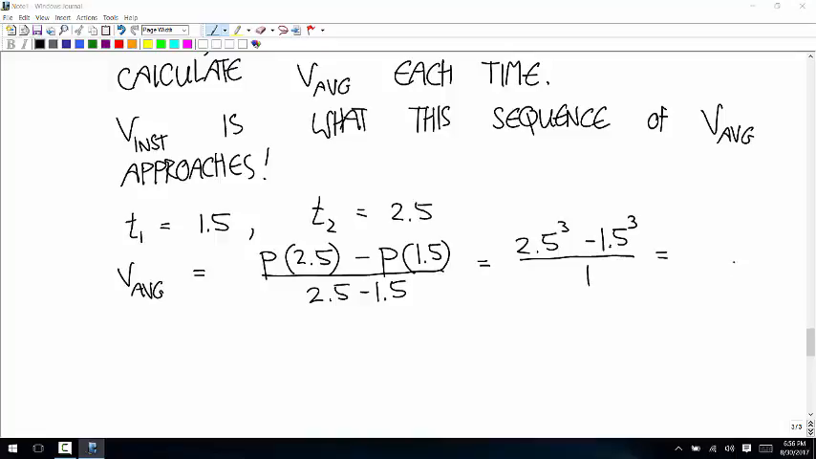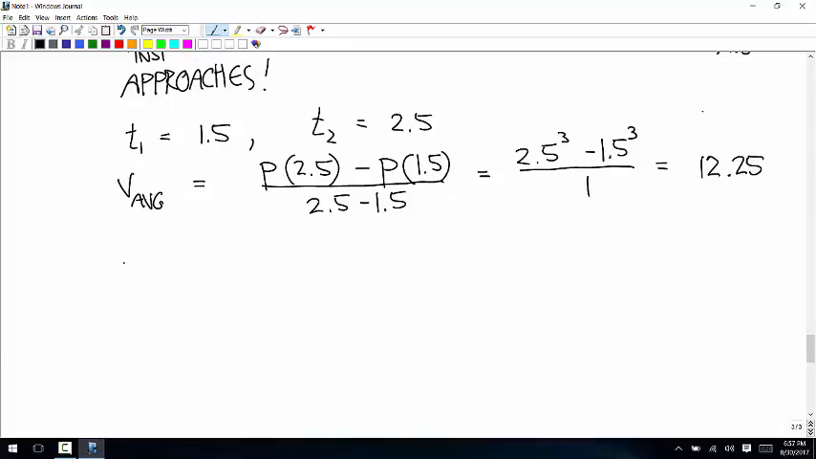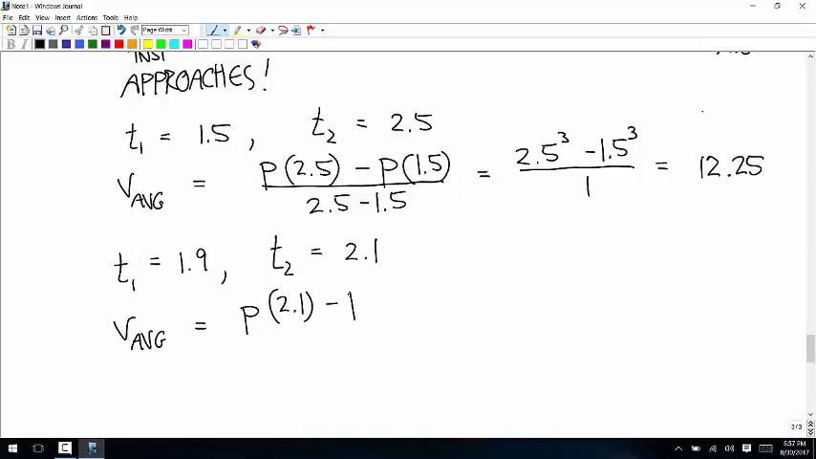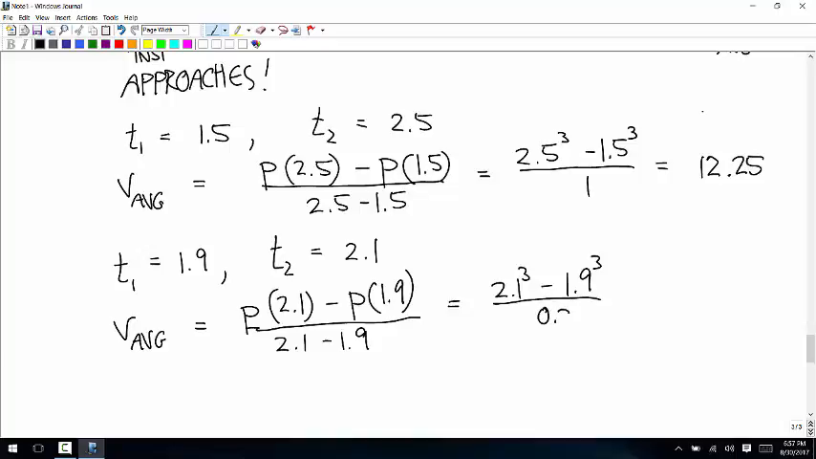What is it? Okay, 12.25. And let's do one more. Now let's choose T1 equals 1.9, T2 is equal to 2.1. Then V average for those is the position at 2.1 seconds minus the position at 1.9 seconds, divided by 2.1 minus 1.9. So that's 2.1 to the third power minus 1.9 to the third power, divided by 0.2. And what do you get for that?